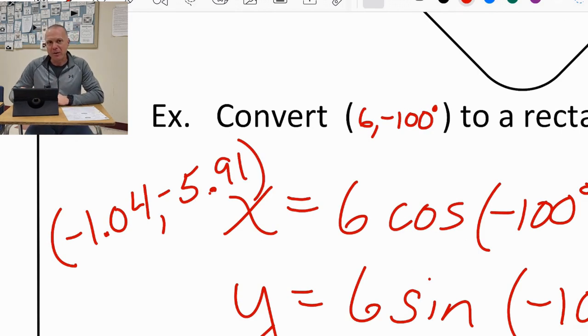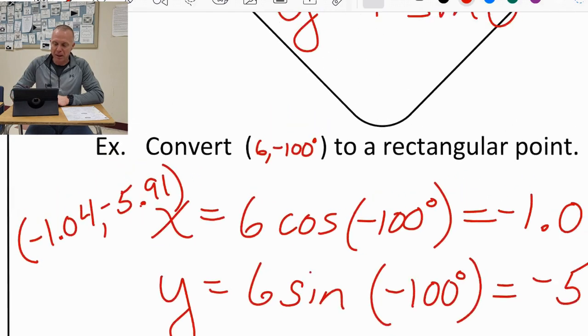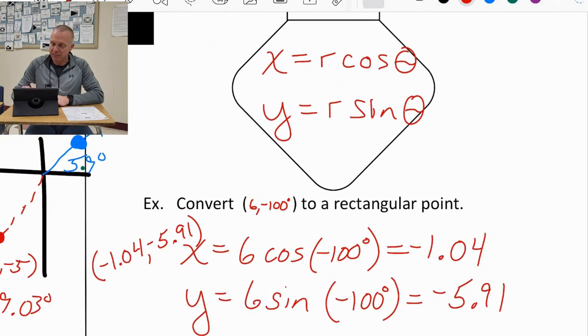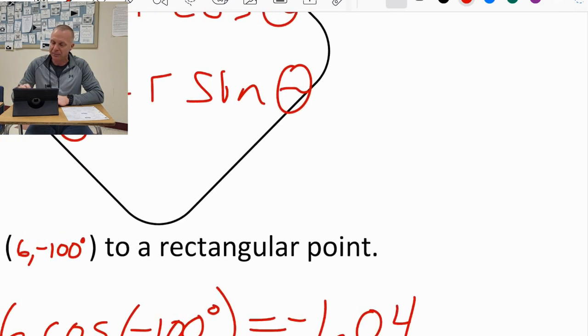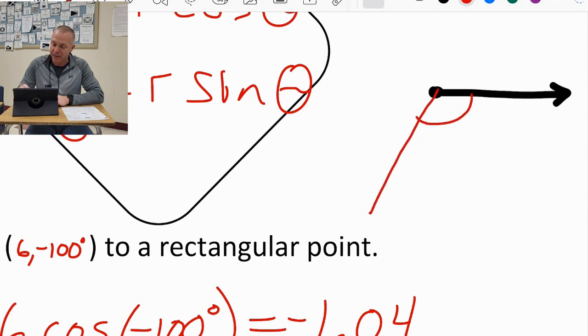Now, I told you that there's no funny business with negatives, but did you believe me? Why don't we just double check this? Basically, why don't we graph our polar point? Of course, we're going to graph it on the polar axis. So why don't we graph our polar point 6, negative 100. That would mean that you have to rotate negative 100. And that'd probably be about right here.